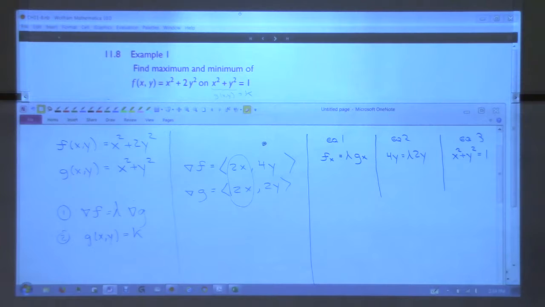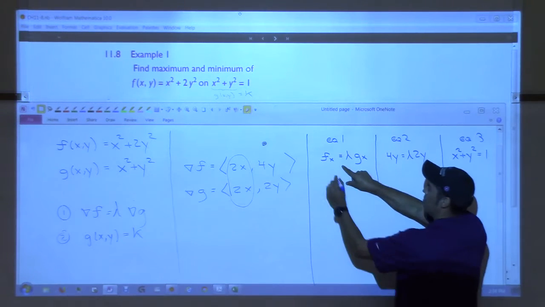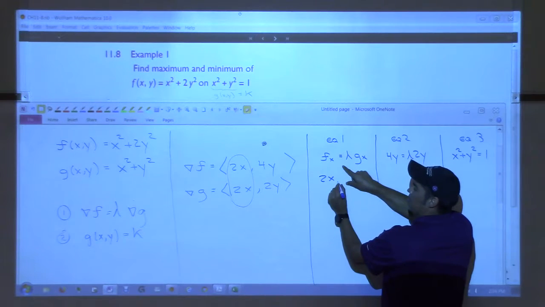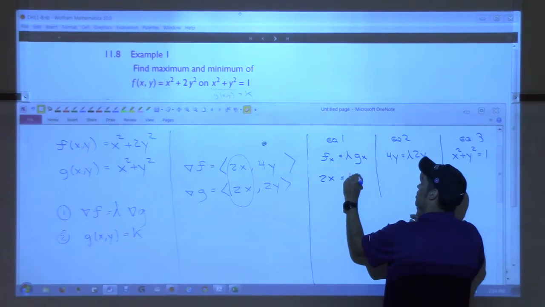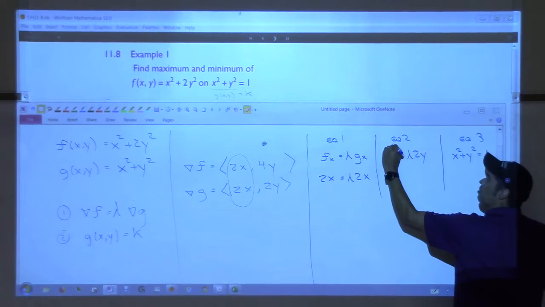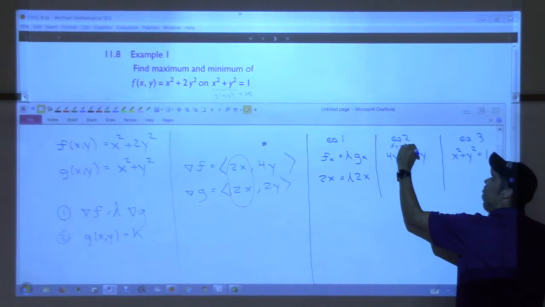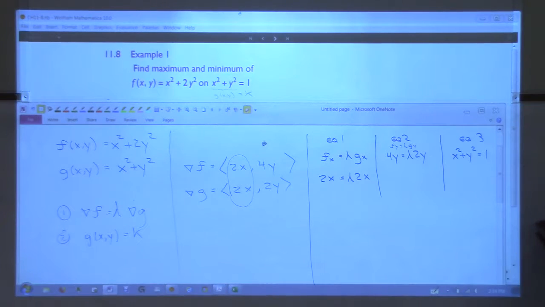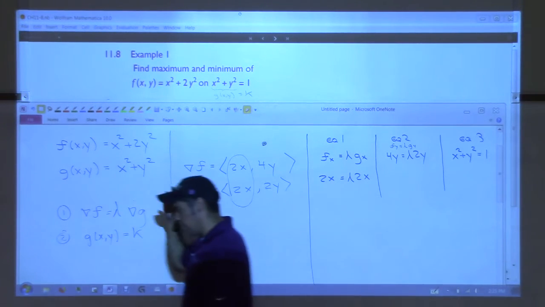There we go. 3, wait a minute, why didn't I write, I never wrote this down, sorry. 2x equals lambda times 2x, right? I never wrote that down here. This was partial of f with respect to y equals lambda partial of g with respect to y. All right, 3 equations, 3 unknowns. Like I said, this is the algebra time.